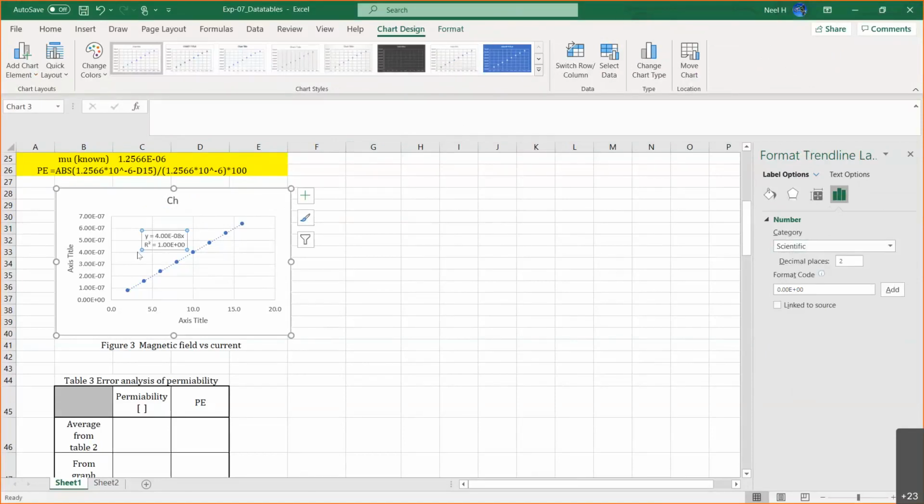Then it will appear with at least 2 more decimal places. We can increase even that by changing this number, okay? You can put 3 or 4 there, then the 4 decimal places appear.